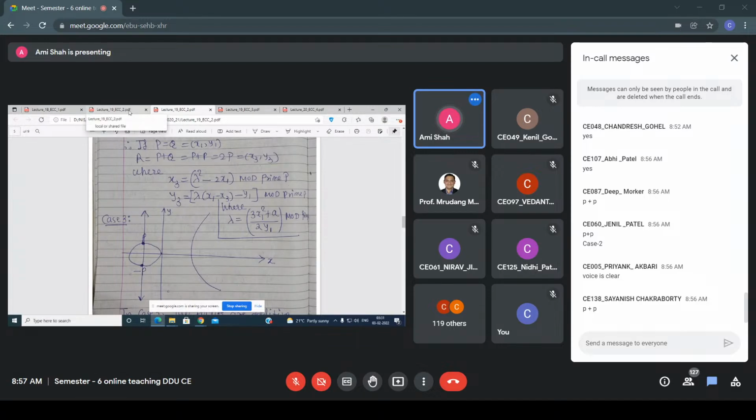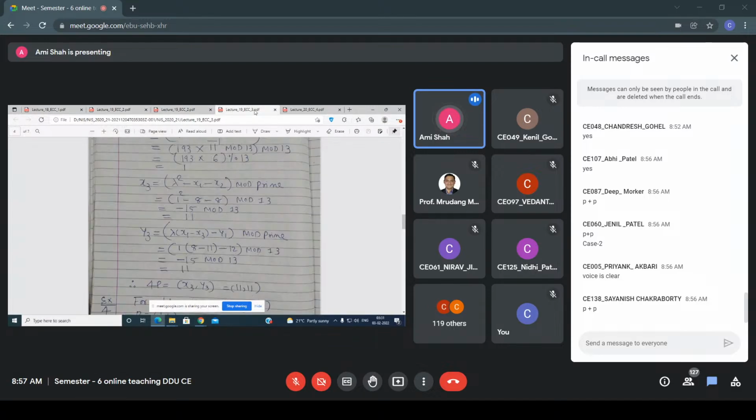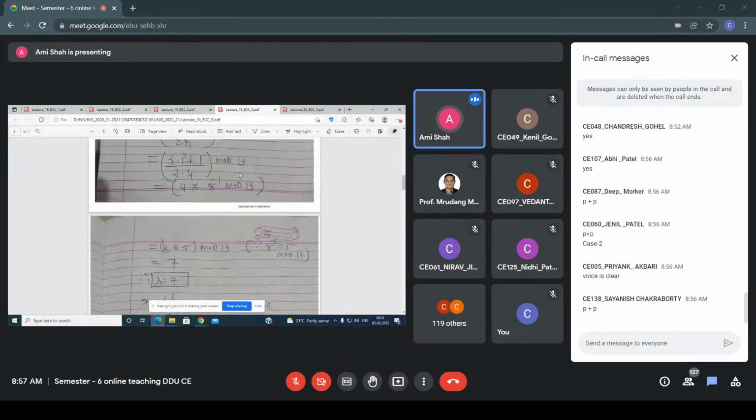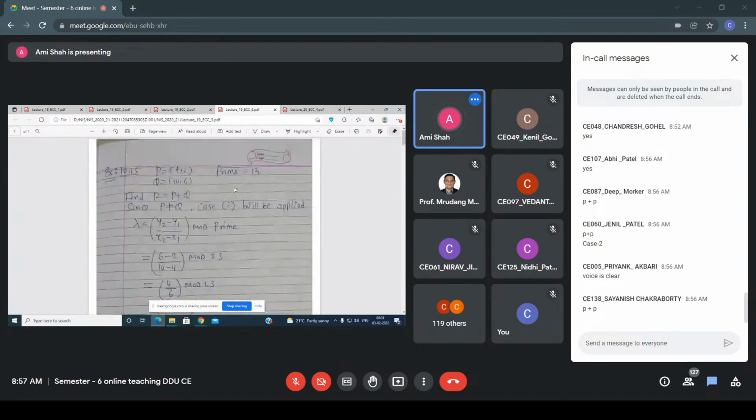And then after, now I will show you an example, so it would be more clear to you, everyone. So now see, let's say these are the 2 points, and the prime number is given to you. If you want to perform the addition, that case would be more clear. So what you have to do? Now here you can say that P is not equal to Q. That means case number 1 is applied.